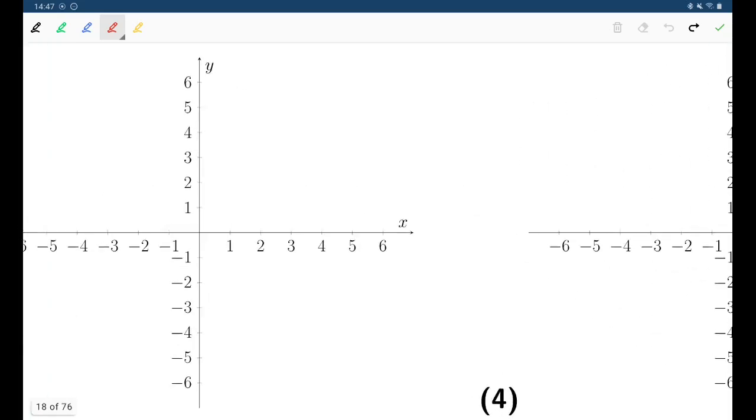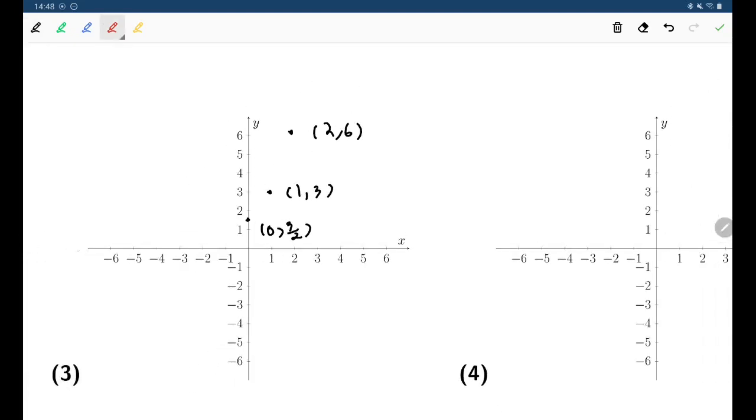So the y coordinates are all being multiplied by 3 here. We had the point (2, 2), and when we multiply the y coordinate by 3, we get (2, 6). We had (1, 1). When we multiply the y coordinate by 3, we get (1, 3). We had (0, 1/2). When we multiply the y coordinate by 3, we get (0, 3/2). So we have our points (0, 3/2), (1, 3), and (2, 6).